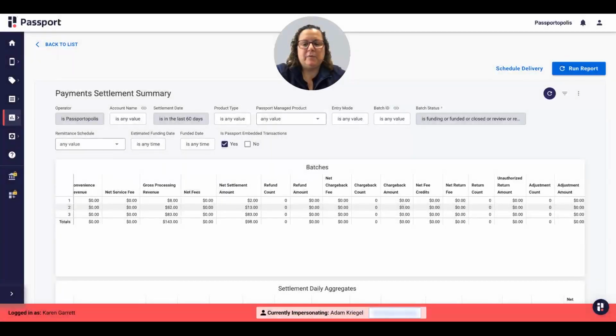Hi, I'm Karen. I'm part of the product team here at Passport, and today I wanted to walk you through our new and updated payments settlement reporting. We have both a summary and a detailed report.